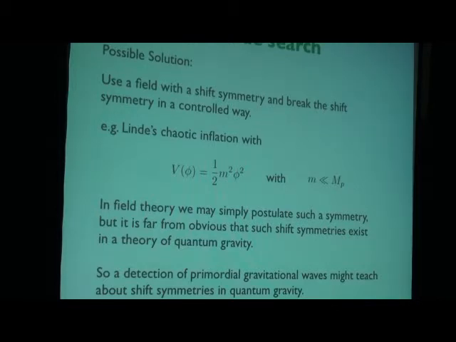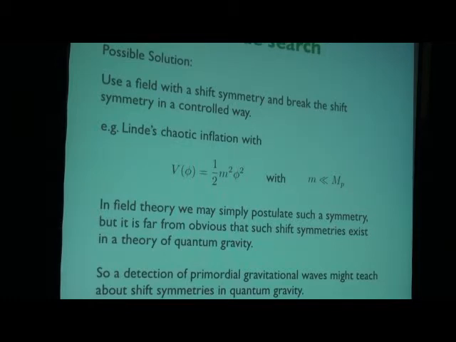One simple example of this is just chaotic inflation with a mass that's much smaller than Planck. In this case, you have just one operator that breaks the shift symmetry. You generate others through loops, but they will be small by the usual naturalness arguments in field theory. Now, in field theory, this is all nice, so we can just postulate that there is such a symmetry, and then we're done once and for all.